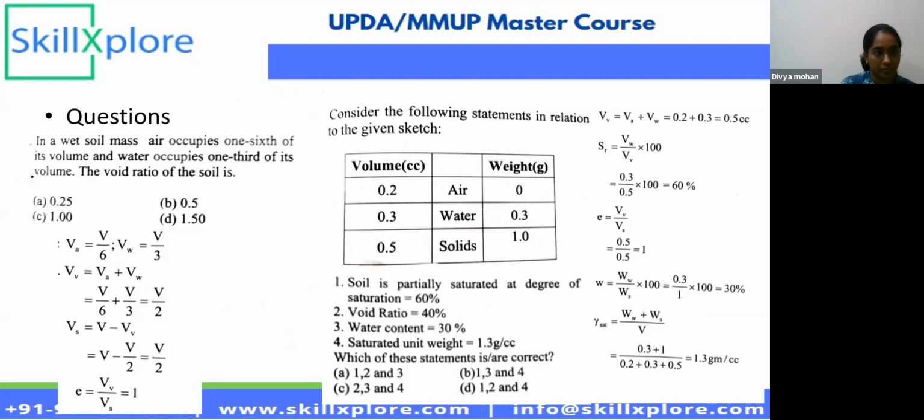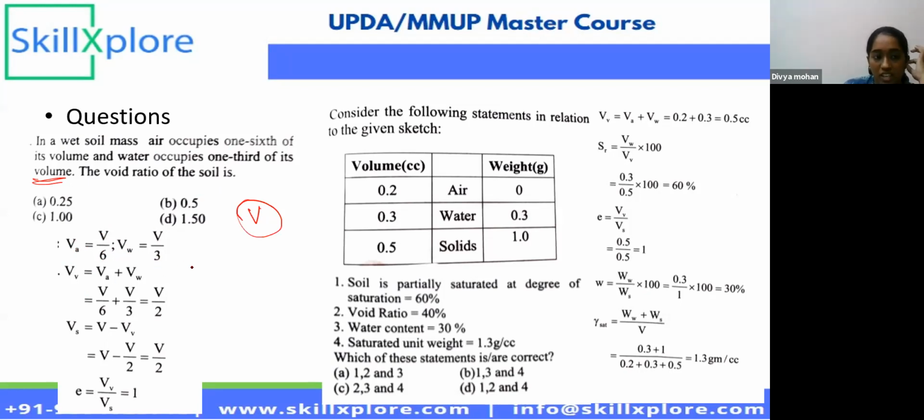And this is the question. In a wet soil mass, air occupies 1/6 of its volume and water occupies 1/3 of its volume. Find the void ratio of the soil. So here VA is equal to 1/6 of its volume, where the volume is the total volume of soil. So VA is equal to V by 6 and VW is V by 3.